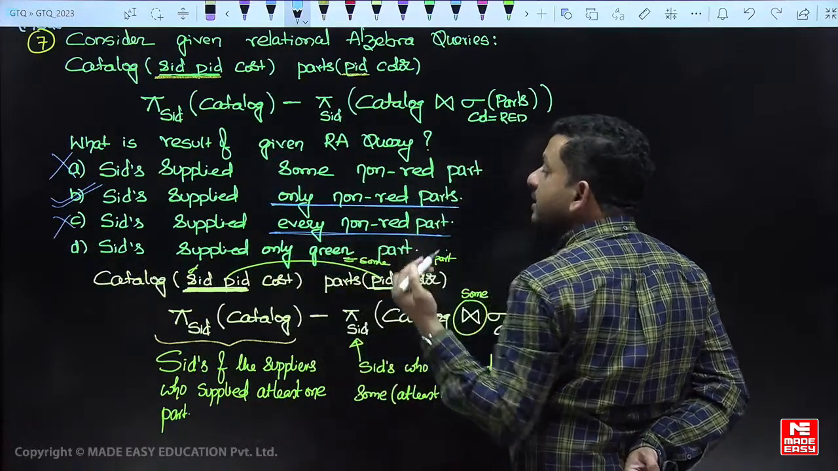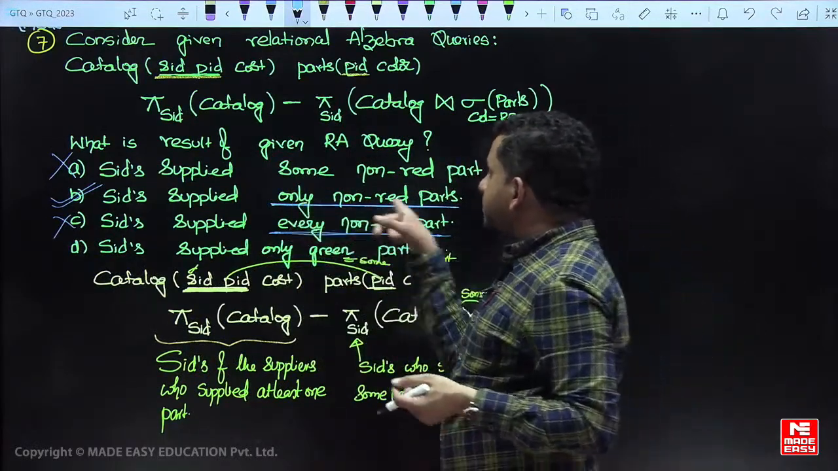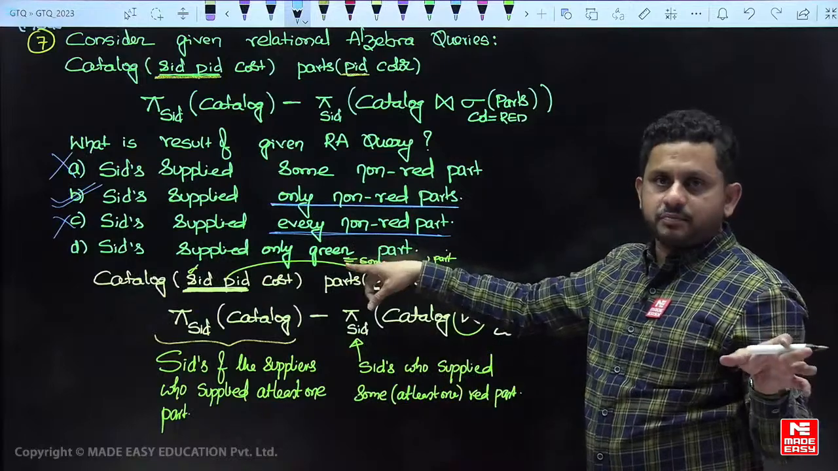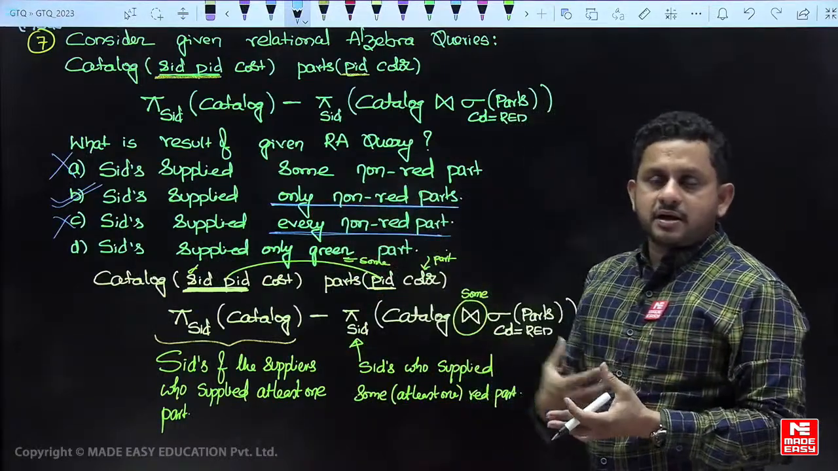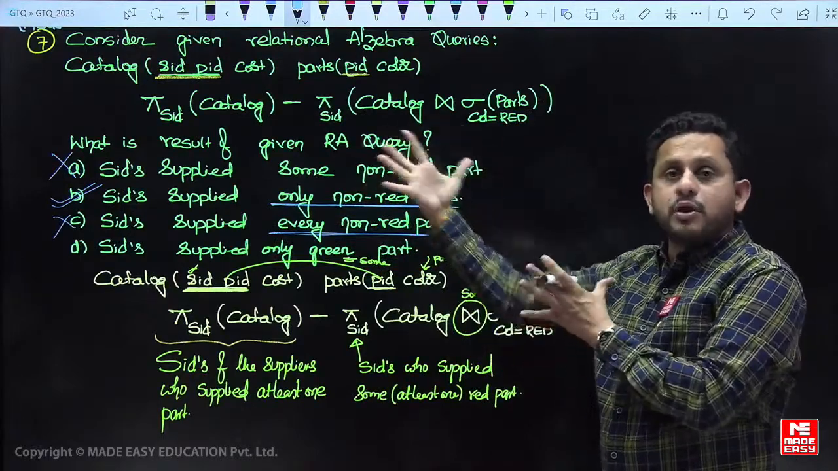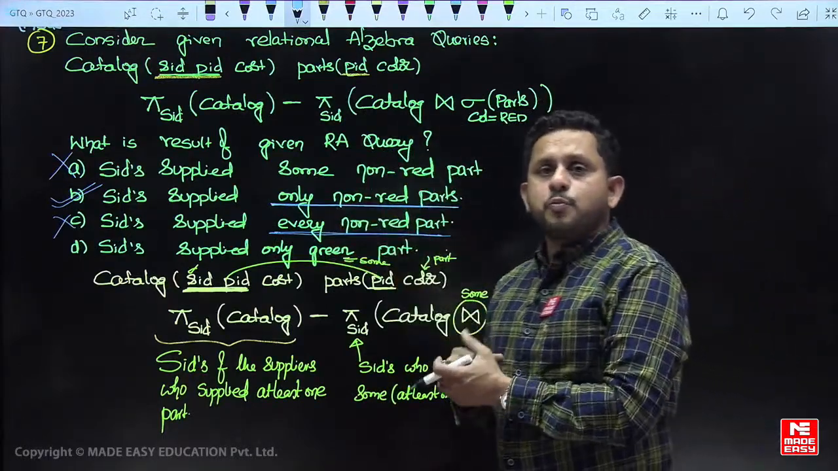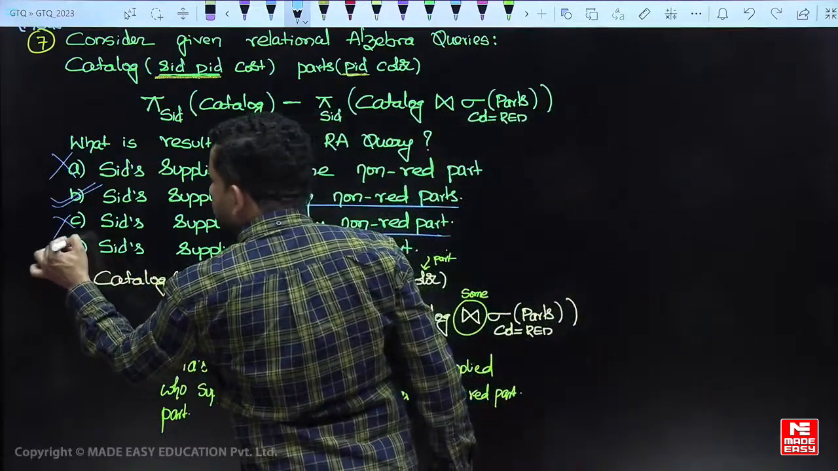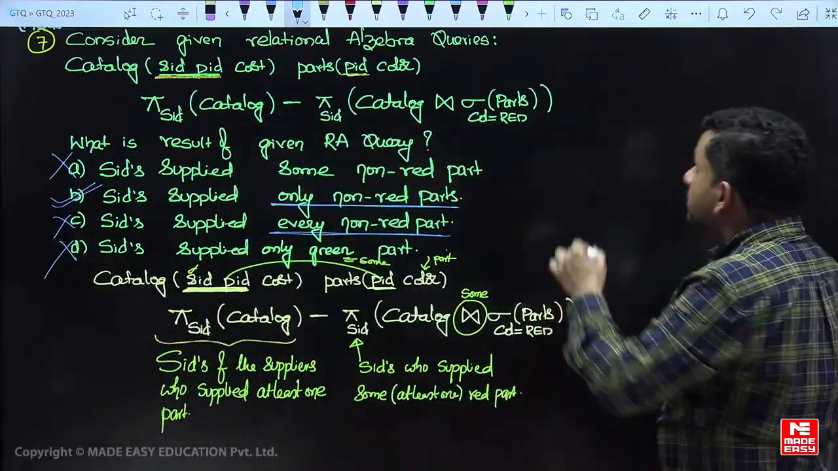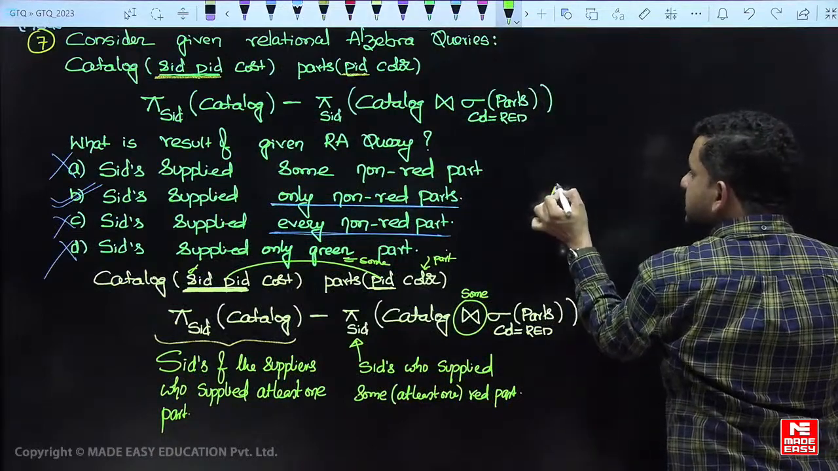SID supplied only green parts. He supplied some non-red part, but it need not be only green parts. It may be some other color also, like blue. He may have supplied only one blue part or only two blue parts, and that is also in the result. So D is also not the correct answer. The answer to this question is B.